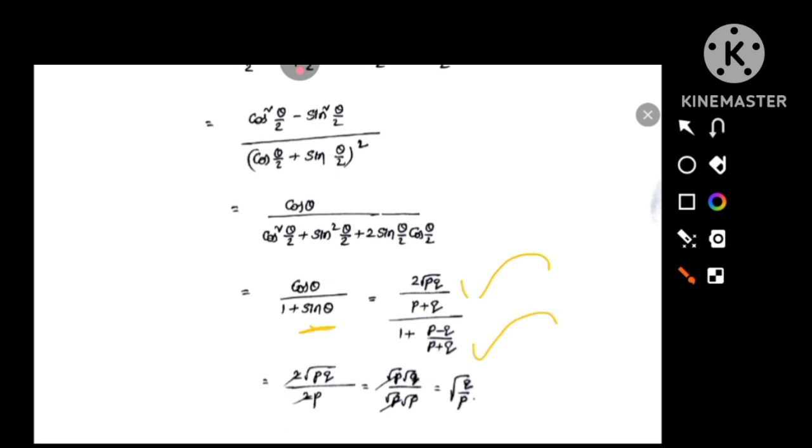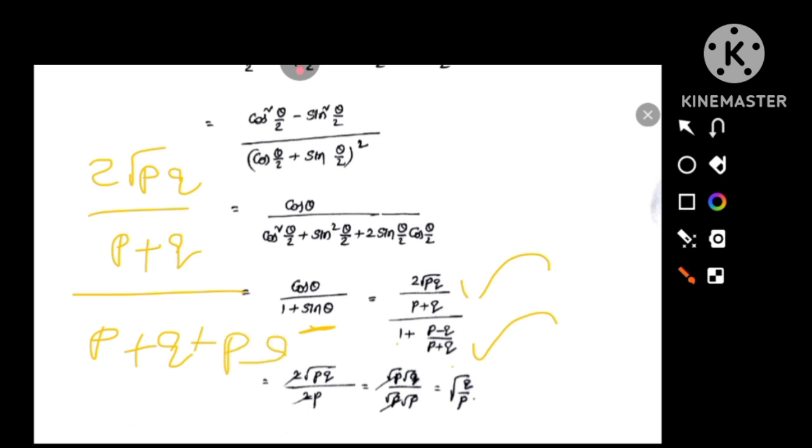Now doing the LCM. So this is equal to 2 root pq by p plus q whole by 1 into p plus q, which is p plus q plus p minus q by p plus q. Okay, the next step is doing the LCM. Now here p plus q gets cancelled. At the same time, plus q and minus q get cancelled. What are the remaining values?